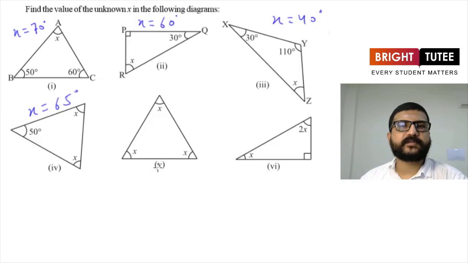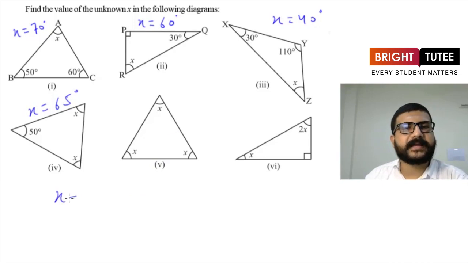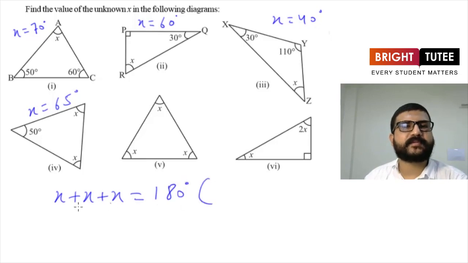Now in the next part of the question, all the three angles are unknown. Now how to get the value of x? We don't know even a single angle here. Can we still find the value of x here? Yes, we can do that. Here all the three angles are equal. So it means we will get x plus x plus x is equal to 180 degrees. That is, the sum of all the angles is equal to 180 degrees by angle sum property.